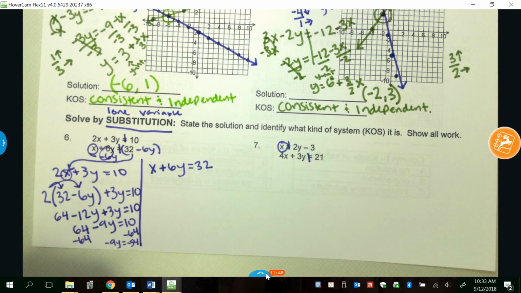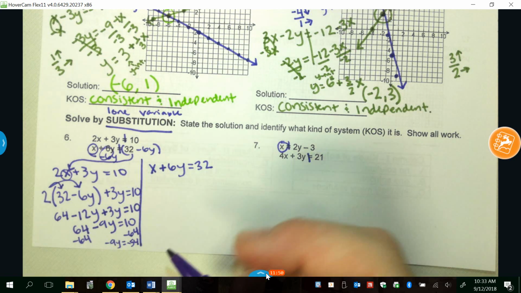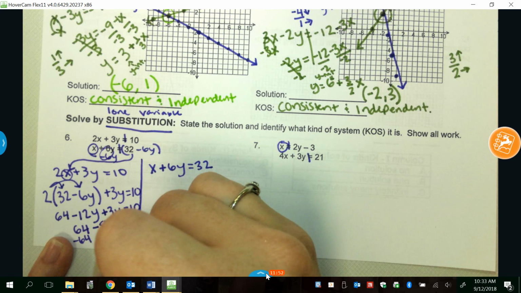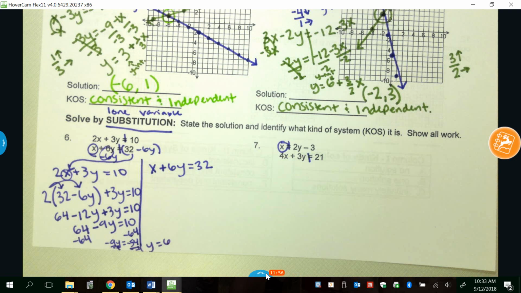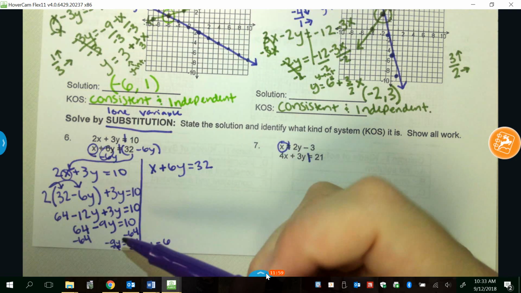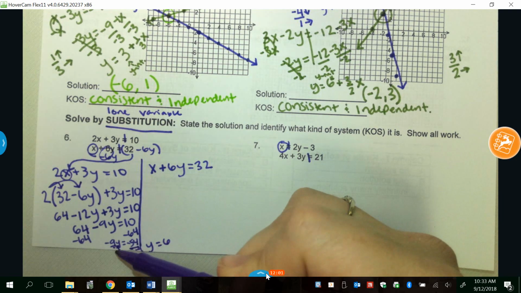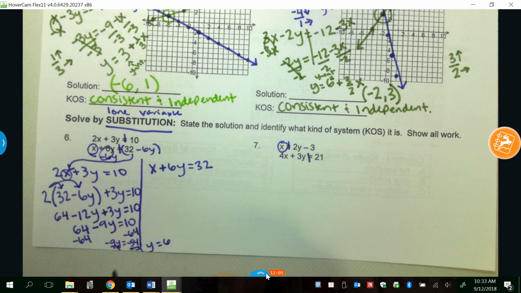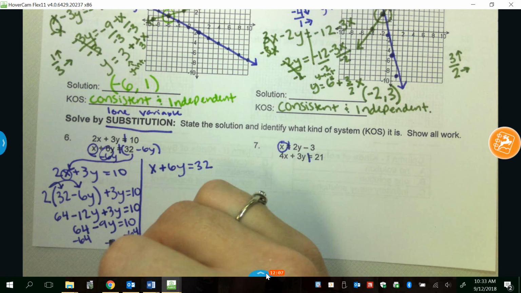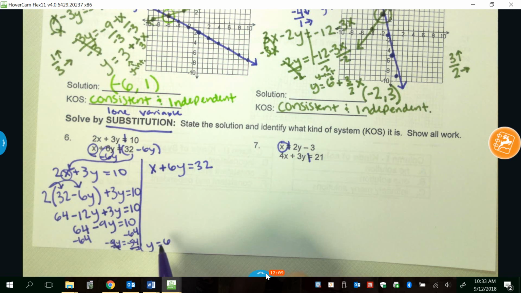And now I'm going to divide both sides by negative 9, which gives me y equals 6. Sorry, I'm like shoving it all in there. So remember, this is negative 9y divided by negative 9, negative 54 divided by negative 9, because we had to get rid of that negative 9 in front of the y. So I have y equals 6.